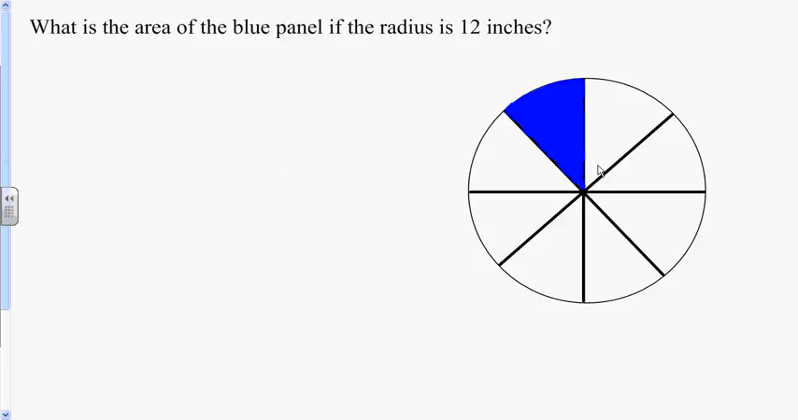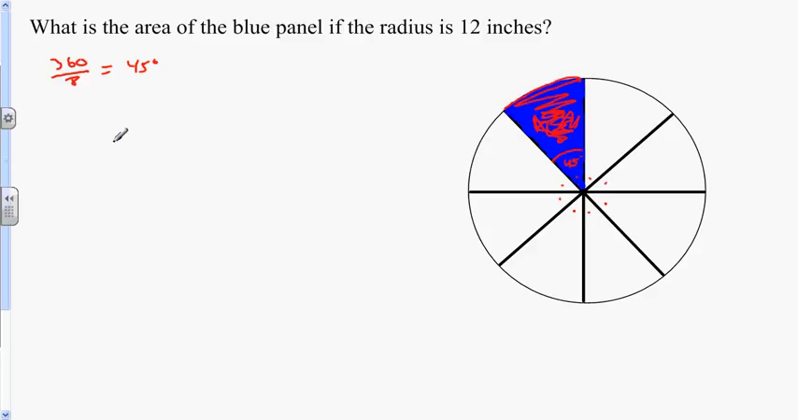So first of all, if you notice, we have 1, 2, 3, 4, 5, 6, 7, 8 equal pieces. They all add up to 360. So if I divide that by 8, we'll get 45 degrees. So this is 45 degrees. That's our central angle. Now we aren't asking for the arc length like we did a couple lessons ago. Now we're asking for the area of the sector, or a piece of the pie.